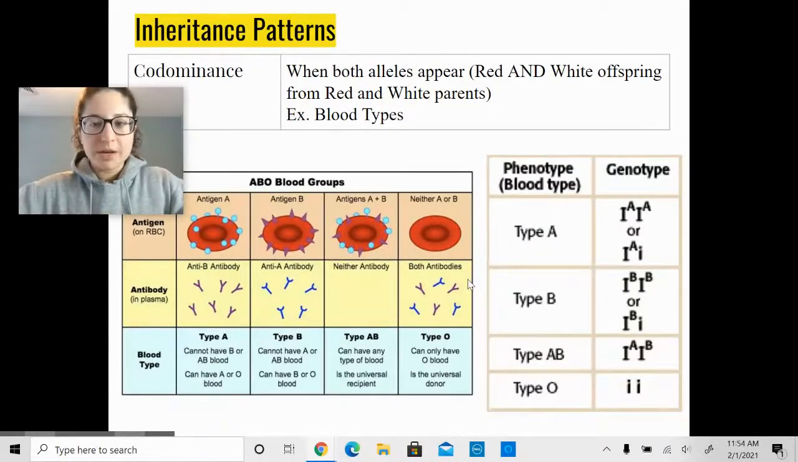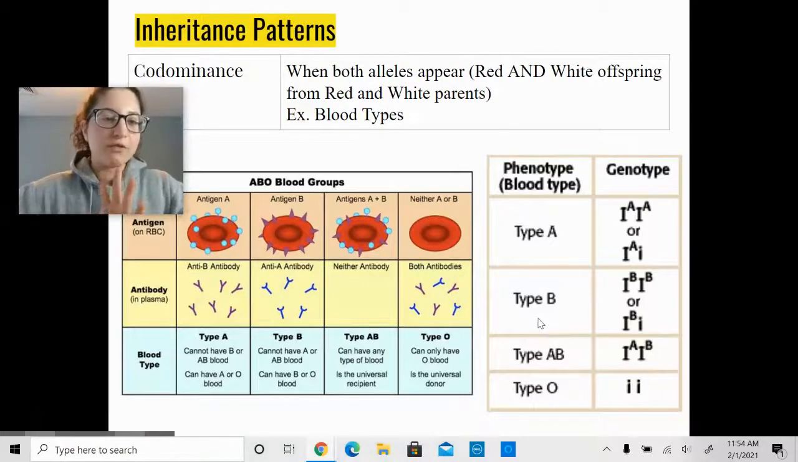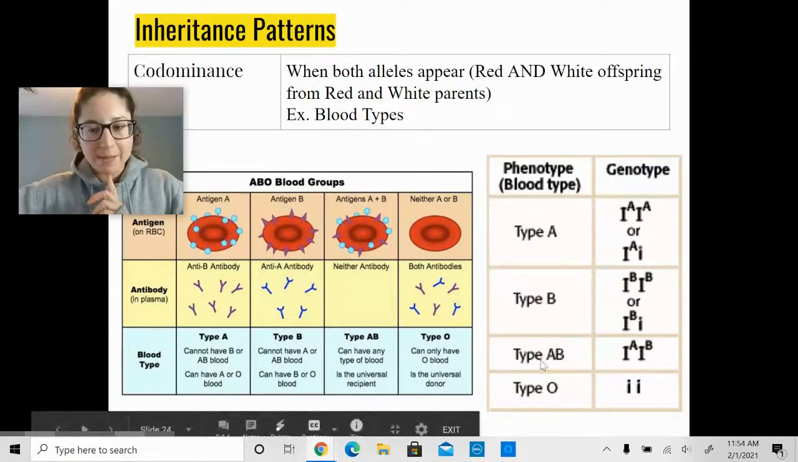So again, we're still talking about codominance, which means that type A blood and type B blood are codominant to each other. Type O blood is recessive to types A and B blood. So we can have 4 possible phenotypes. We can have type A blood, we can have type B blood, we can have type AB blood, and we can have type O.